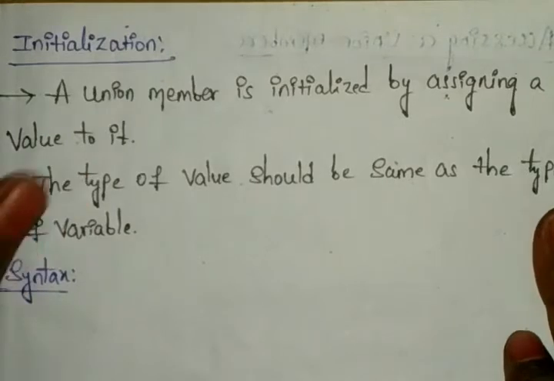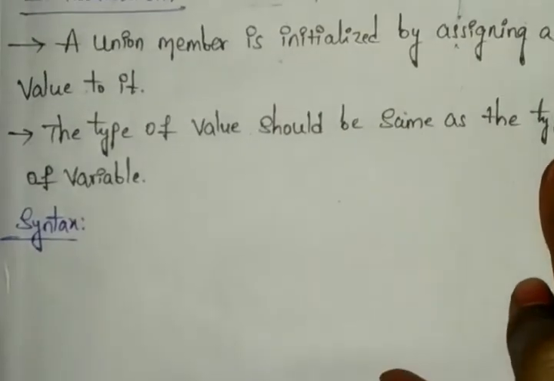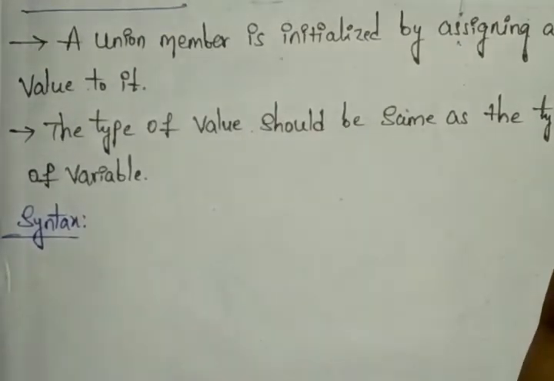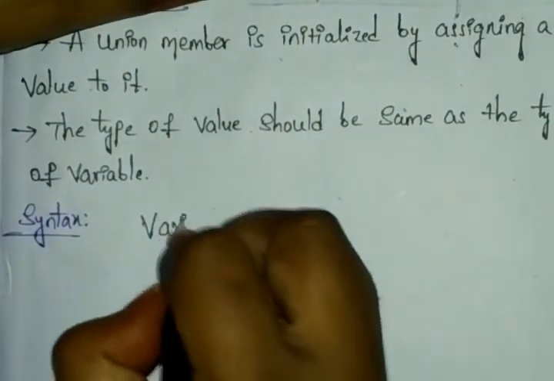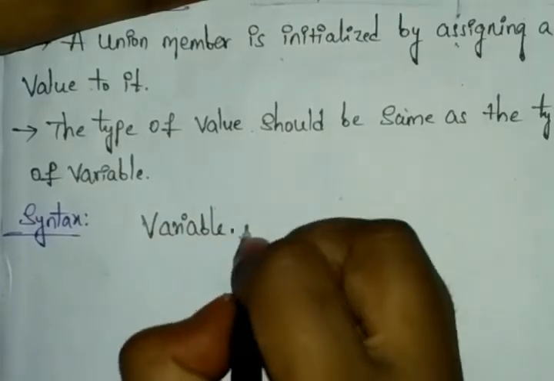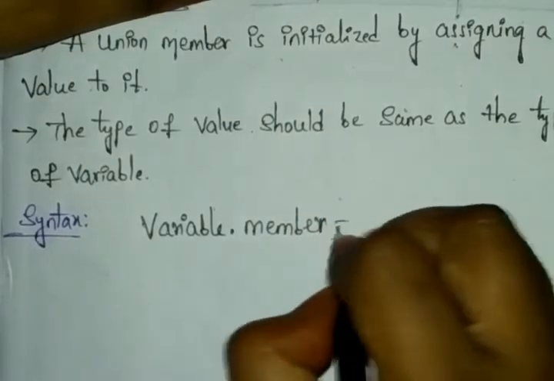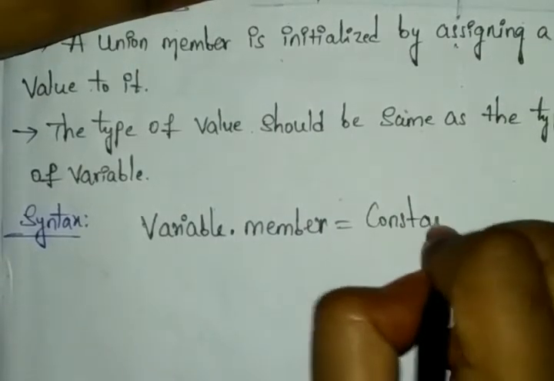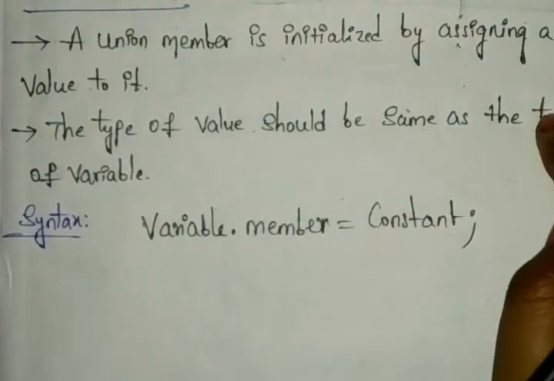If you're taking an int, you can use the integer format. Like that, you can perform our initialization format. And you can see the syntax for this, how it looks. Here we have the syntax to define our union in the initialization format, that is: variable dot member equals to the constant.